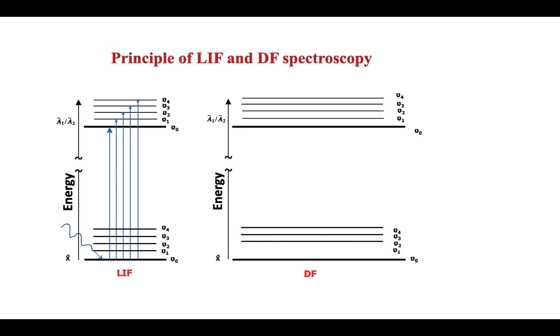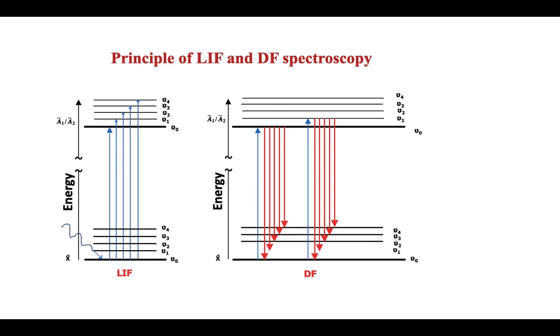On the other hand, in the dispersed fluorescence method, the frequency of the excitation laser is parked on a LIF transition, which is indicated by blue lines here. While the fluorescence is dispersed and detected, we can observe the energy levels of the lower energy state in this method.